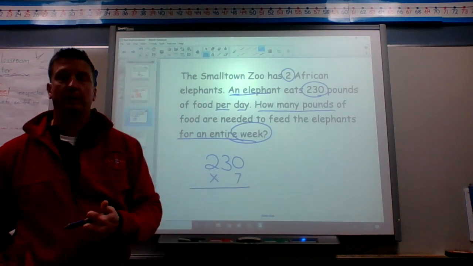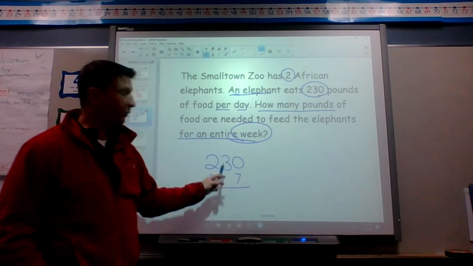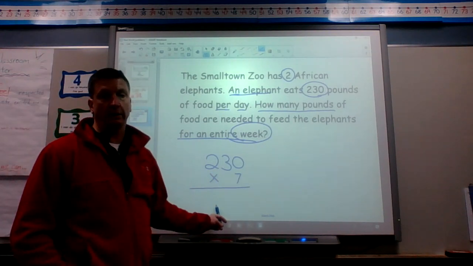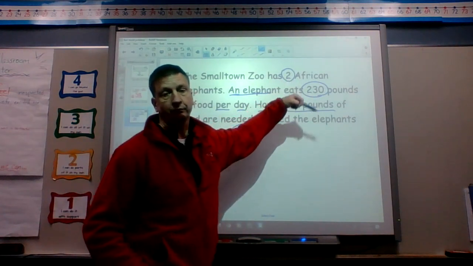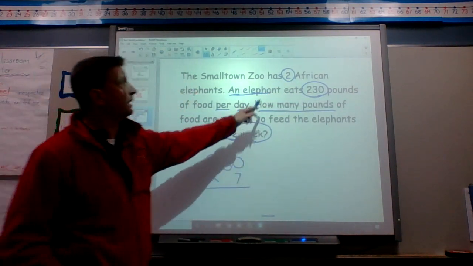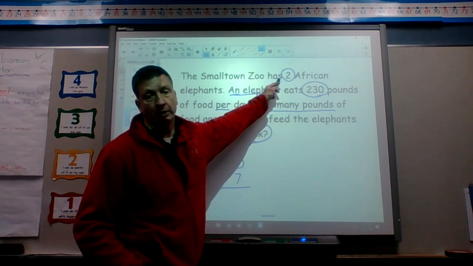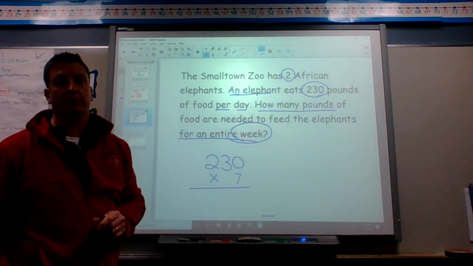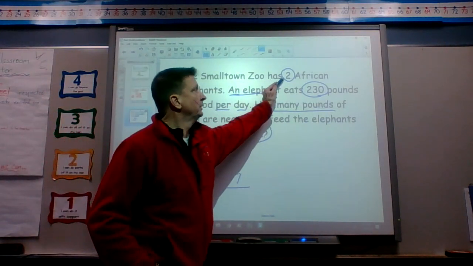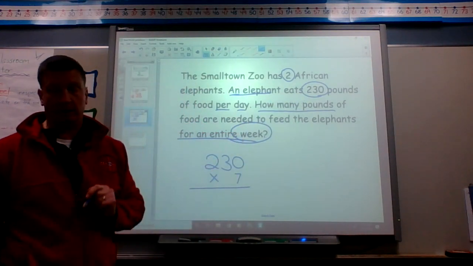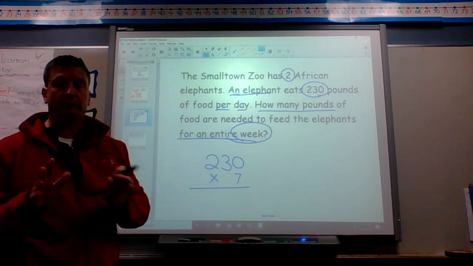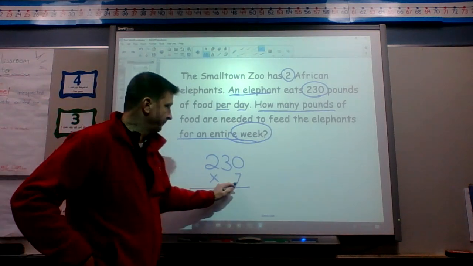So if I use multiplication here, I can figure out what 1 elephant's going to eat in a week. But then I also have to look at, we have 2 of them. So I'm going to tackle this at the end. Now you can use other strategies. Some of you might double this first and then multiply it by 7. That's a good strategy that would work too. But I'm going to just find 1 elephant first.